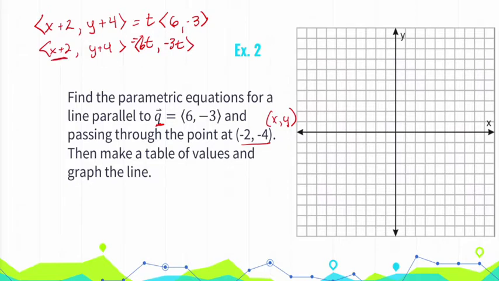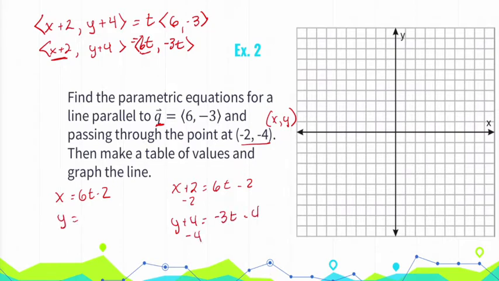And then set the x components equal to each other. So x plus 2 equals 6t, or x equals 6t minus 2. And then y plus 4 equals -3t, which would be y equals -3t minus 4.